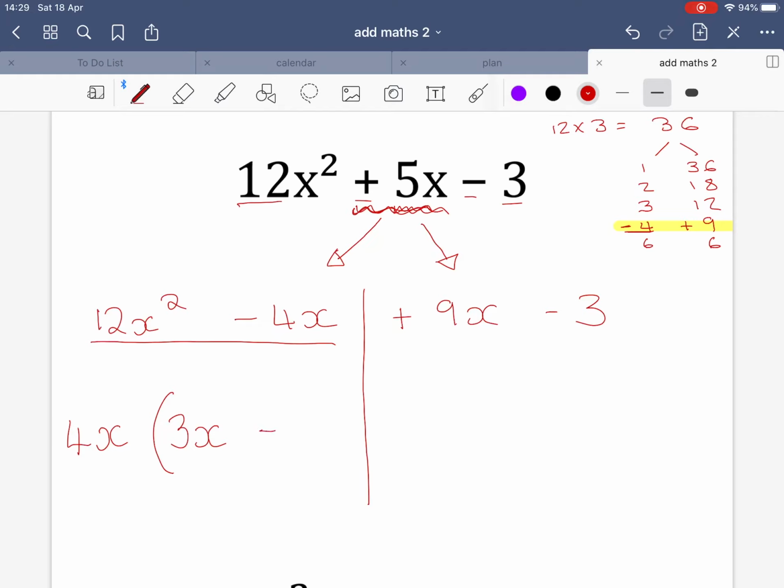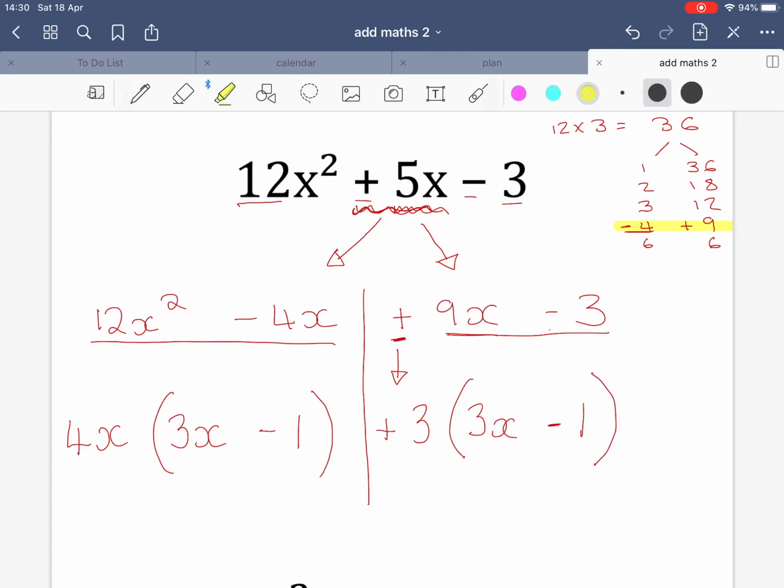4x times what is minus 4x? I would need a minus 1. Okay, second half. So immediately we can bring down this positive, so I know this is going to be a positive number. What's in 9x and minus 3? It needs to be a 3. 3 times what is 9x? Well, we need a 3x. And 3 times what is 3? And I need a positive to make a negative, so it needs to be minus 1.